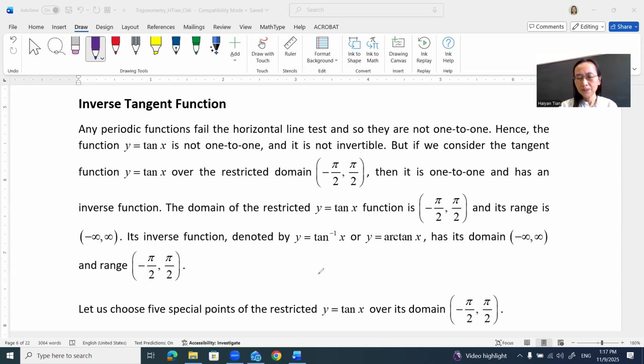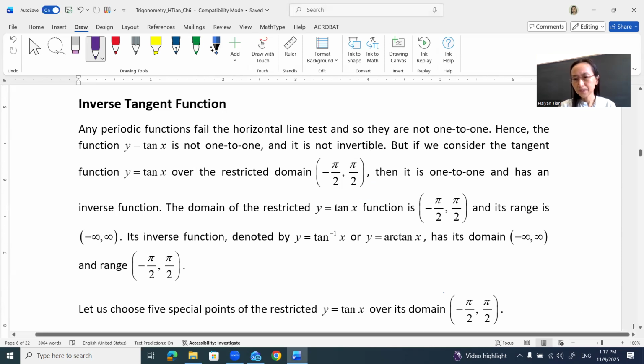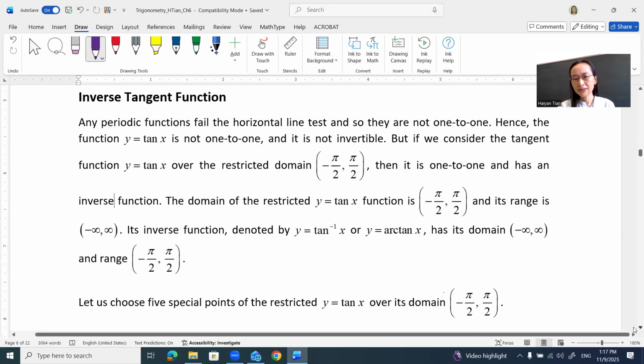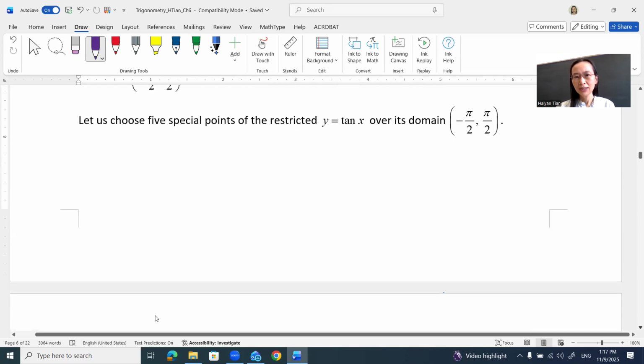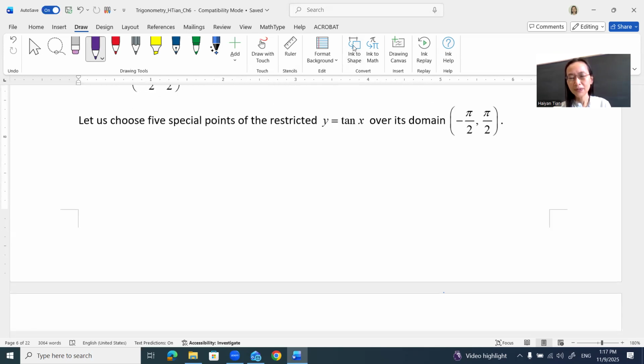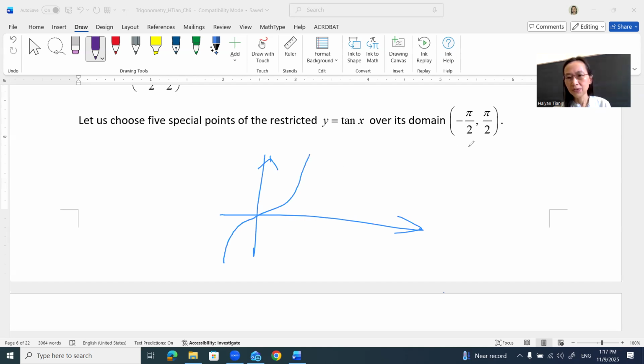So from this, it is one-to-one, then we can find its inverse. So that is, we look at a branch. So this tangent function over this interval, with positive half of pi as a vertical asymptote and negative half of pi as a vertical asymptote.